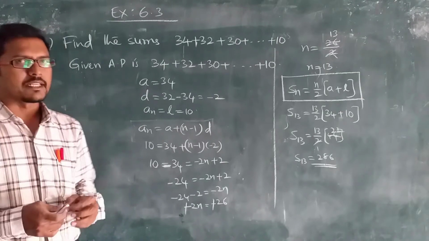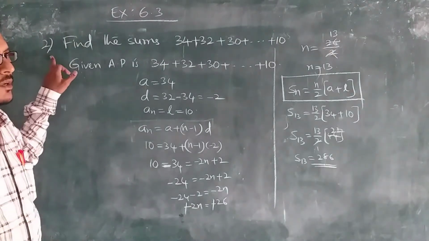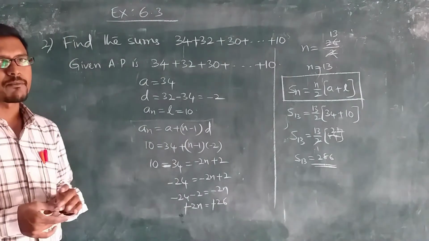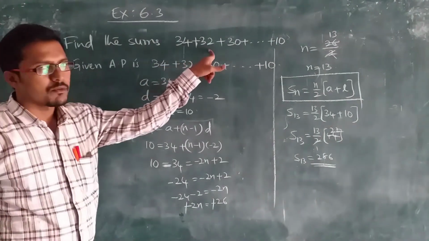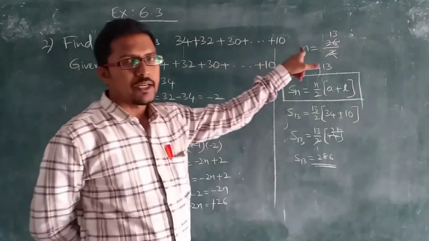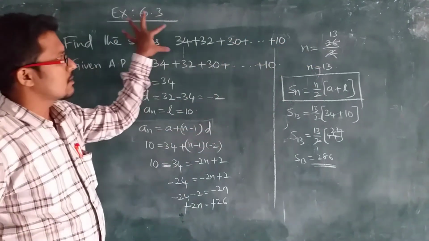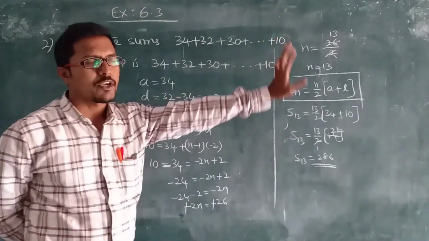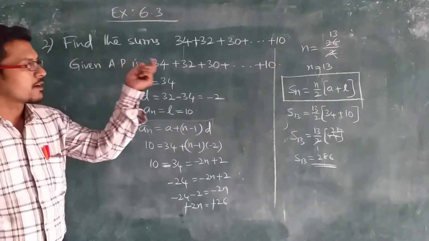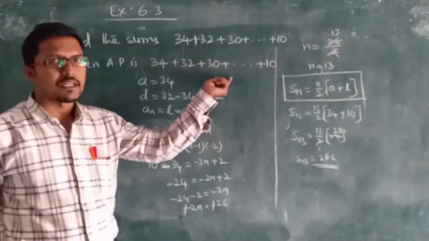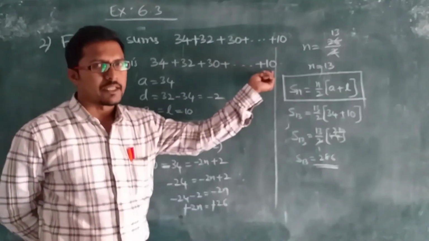Okay, let us see the next bit, the second bit. This is somewhat different from the first bit. Let us see: find the sum 34 plus 32 plus 30 plus and so on up to 10. So we have to find the sum of these terms here. Let us see what is given. The given AP is 34 plus 32 plus 30 plus and so on up to 10.